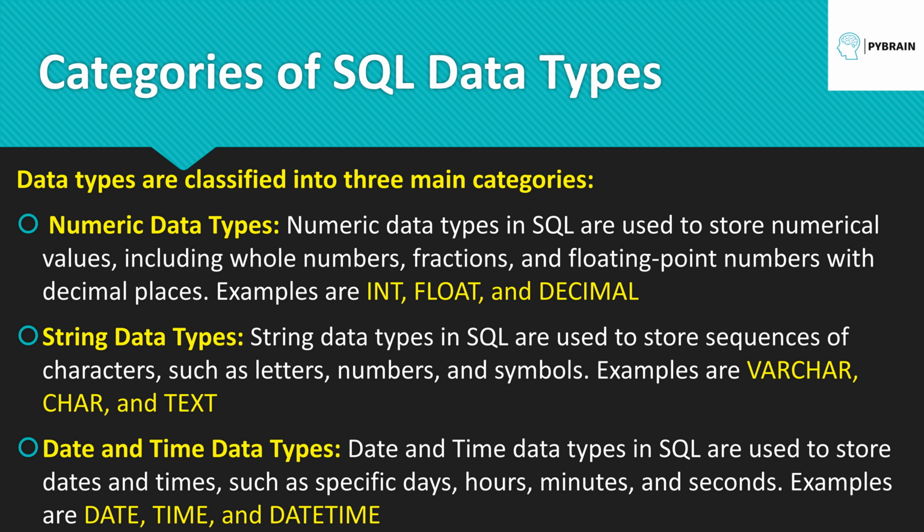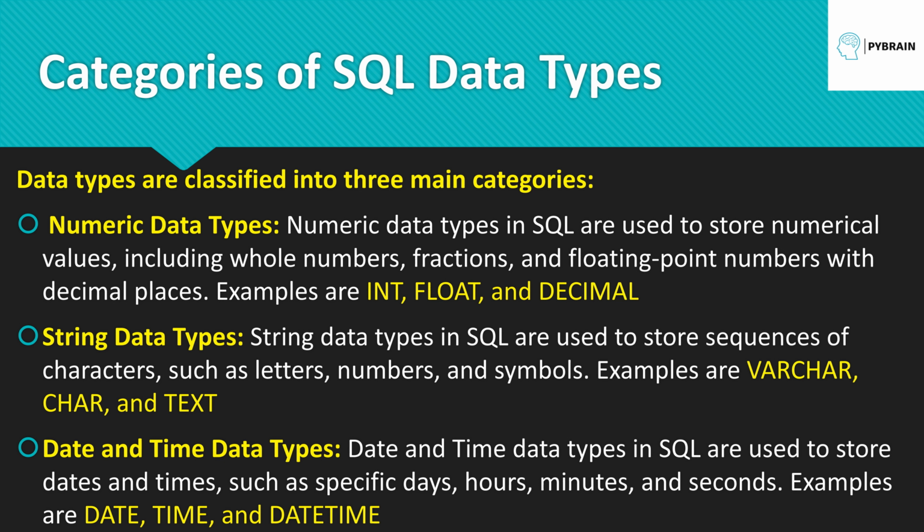Now we're going to talk about the 3 main categories of SQL data types. Understanding these categories is essential for organizing and managing data in your database effectively. Data types in SQL are classified into 3 main categories. First up, numeric data types. These are used to store numbers, whether it's whole numbers, fractions, or decimals. Common examples include int for integers, float for floating point numbers, and decimal for precise decimal values.